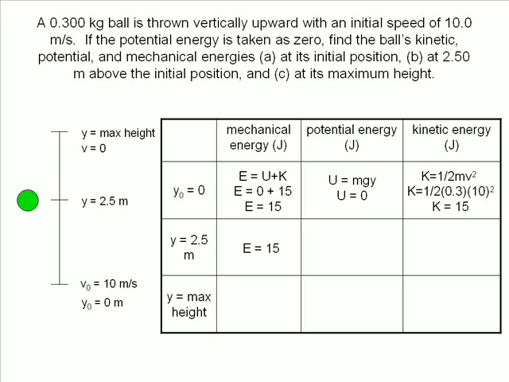We can find the potential energy at this point because we know the mass and the height of the ball. We don't know the velocity, so we can find the kinetic energy by using our conservation of energy relationship.